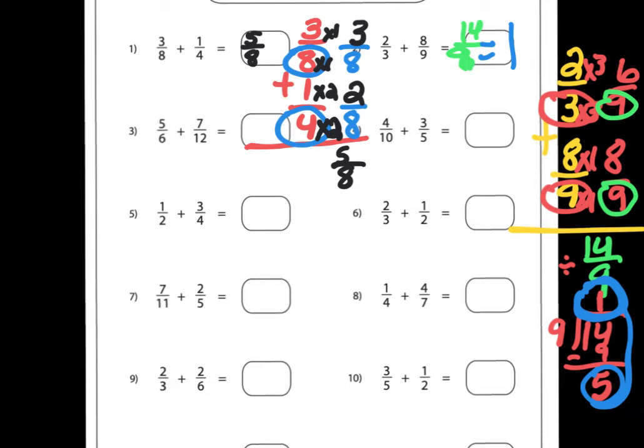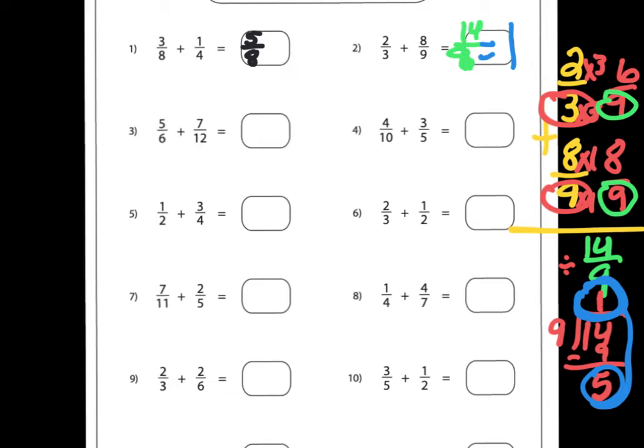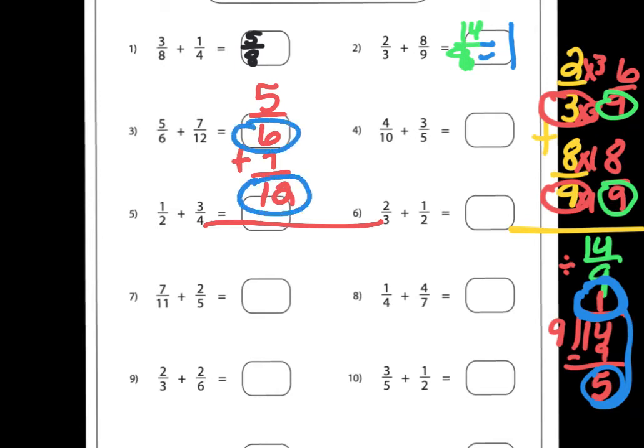I'm going to delete this so I can write there. Okay, look at the next one. The next one we have 5/6 plus 7/12. What do I need to look at first? I first need to look at my denominators. What are my denominators? 6 and 12. Which one's larger? 12. Will 6 go into 12? So my common denominator will be 12.